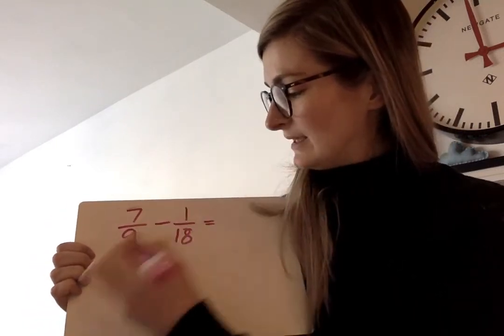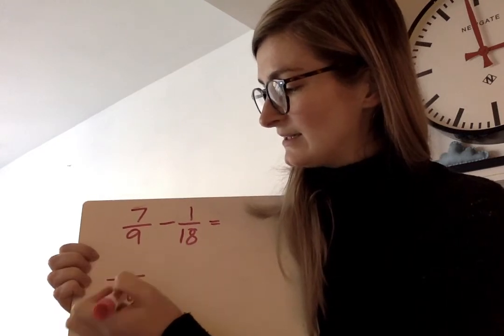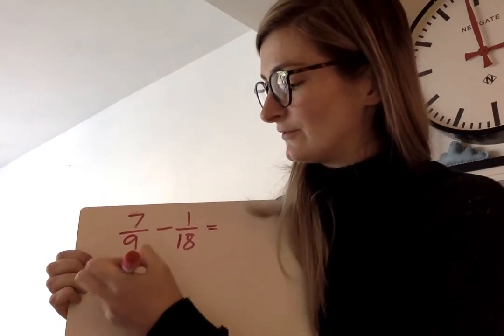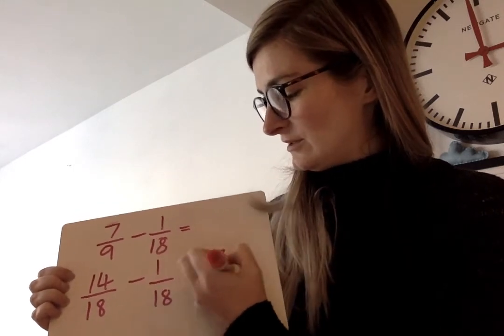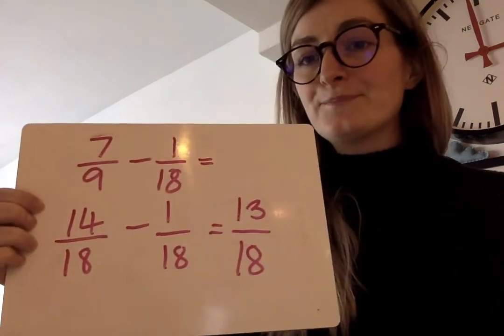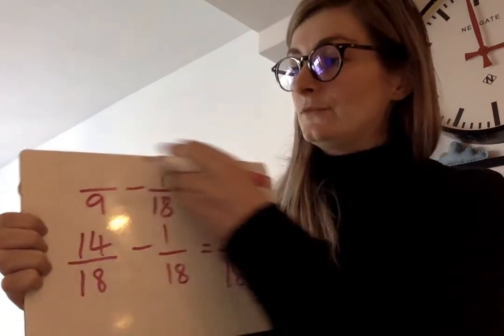Lowest common denominator is 18. 9 into 18 is times 2. So 7 times 2 is 14. Subtract 1/18 equals 13/18. Can you simplify that? Why or why not?